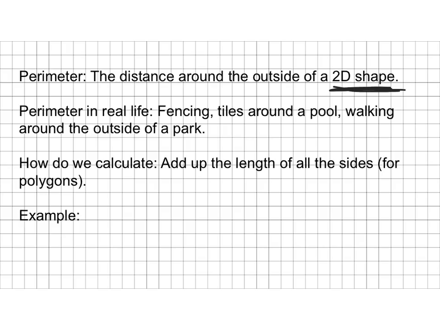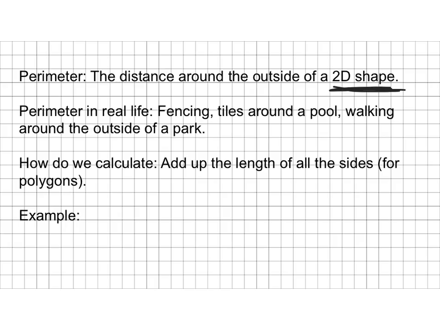So perimeter in real life, you might see word problems that have ideas about building a fence, having tiles around the edge of a pool, walking around the outside of a park, anything that involves going outside of something. We calculate it by adding up the length of all the sides. This works for polygons. It's different for something like a circle, but as long as there are straight sides, you just have to add them up.